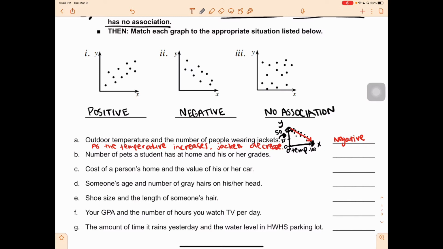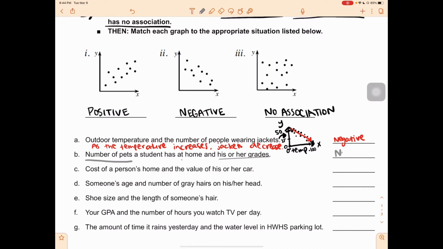And student B has an F, 2 Ds, and then the rest Cs. So they might be struggling in a few of their classes, right? But they have no pets. Does that mean that if you have more pets, you're going to have better grades, and if you have no pets, you're going to have worse grades? Not at all, right? It does not matter. It does not matter how many pets we have at home versus your grades.